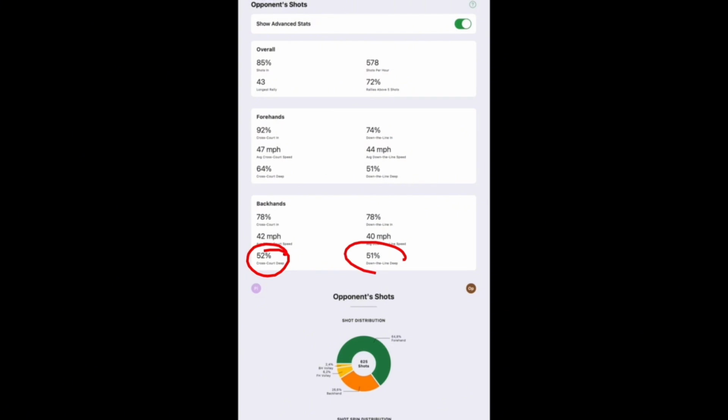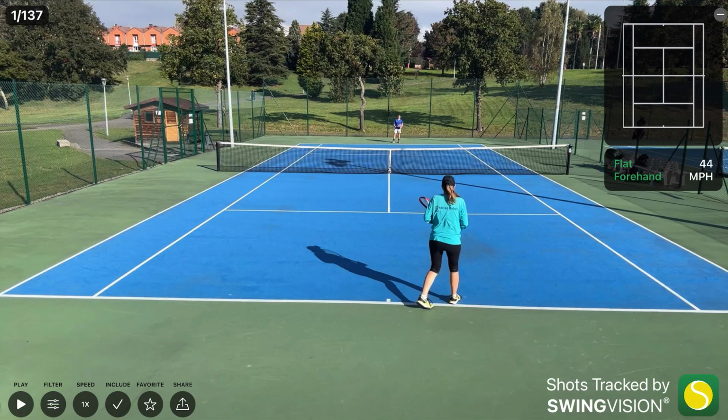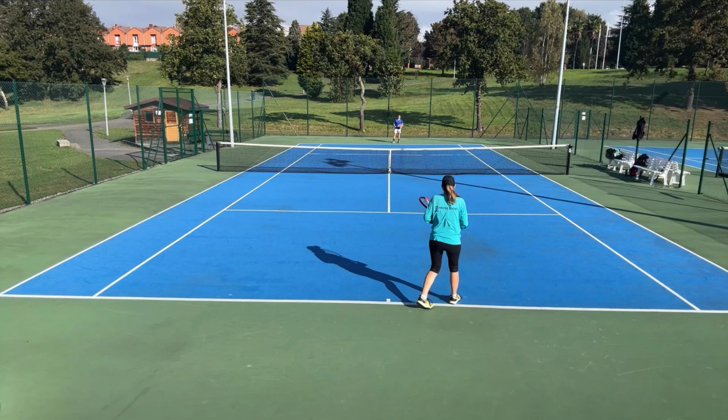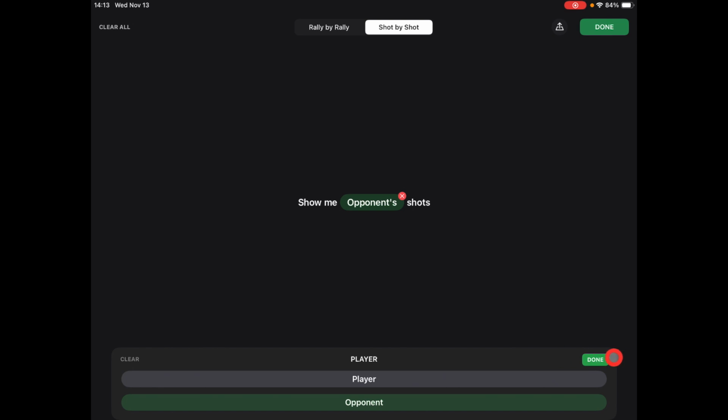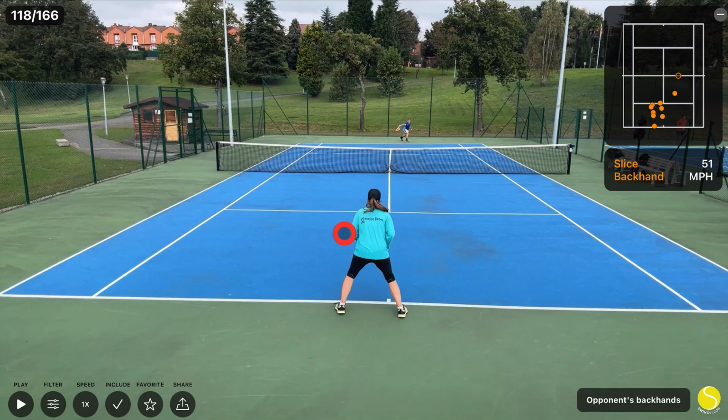These numbers here, this is something that I would tell Diego, they need to go up. Another great way to use SwingVision is to use the filter functions. I can select the player, go into done, and of course I want to check the backhand here. And if I'm just looking at all 166 balls, I can see, for instance, if I hit the ball up a little higher, if I hit it a little shorter, how does he react? How does he react when I'm pulling him wide? So that's another great way to really hone in on one specific shot.